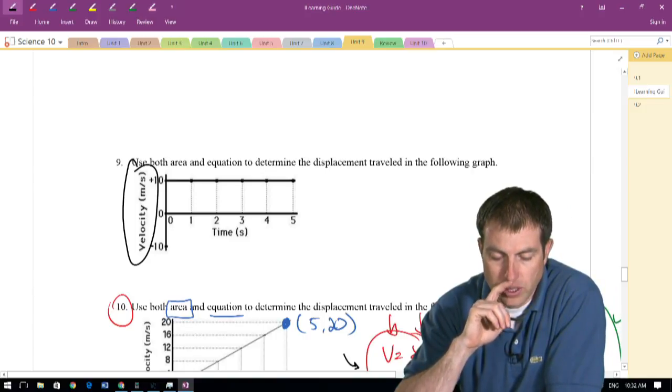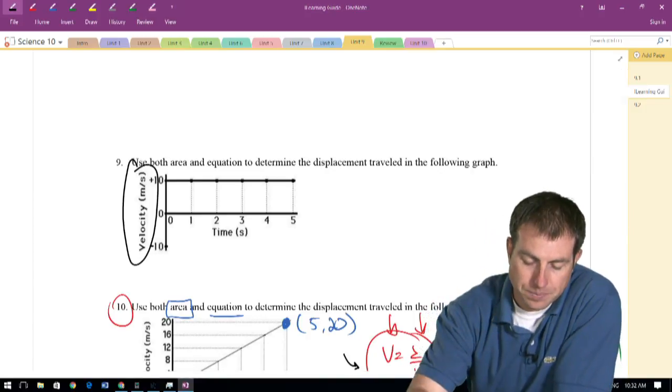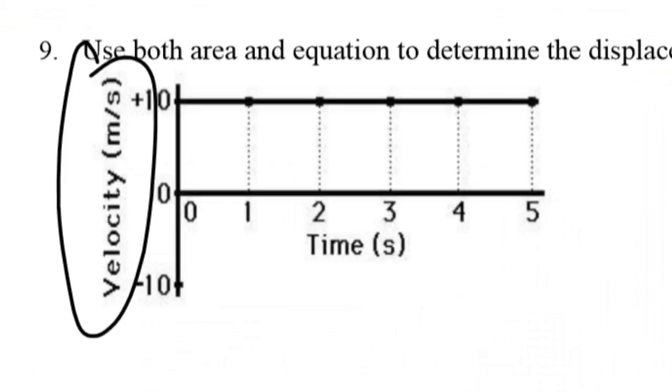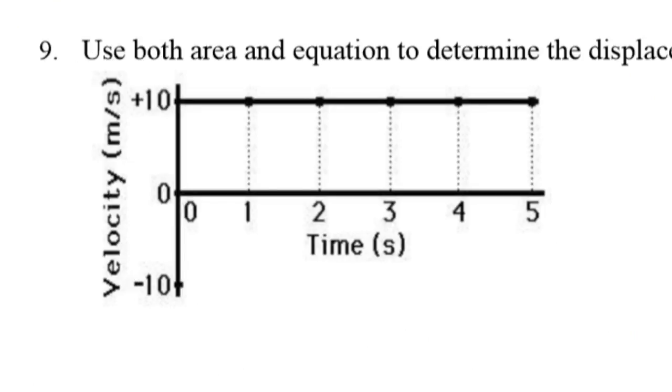Use both area and the equation to determine the velocity and the displacement. So we have a velocity time graph. We've identified what type of graph we have. If I want to find the displacement from this graph, just looking at it kind of doesn't make sense because I don't have a distance time graph. It's a velocity time graph. But let's just think about this for a second.